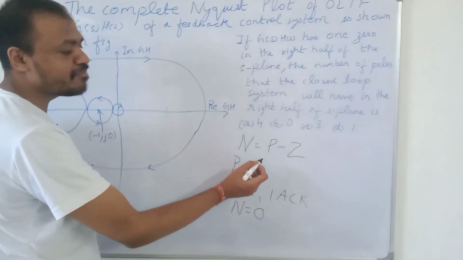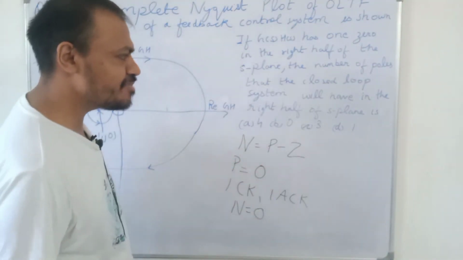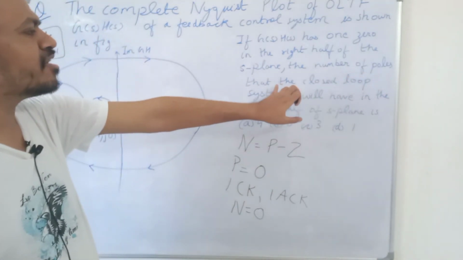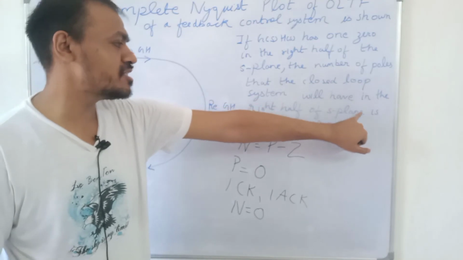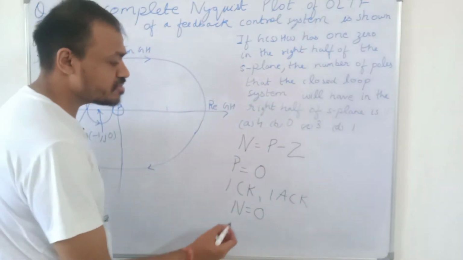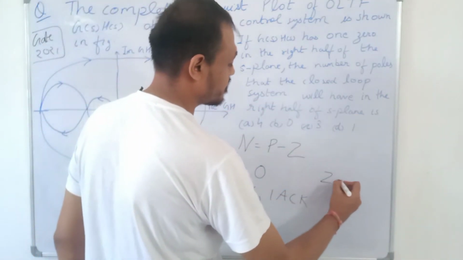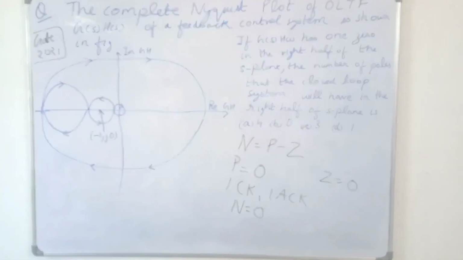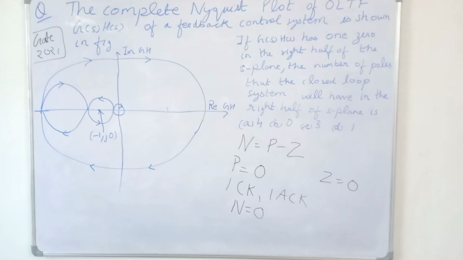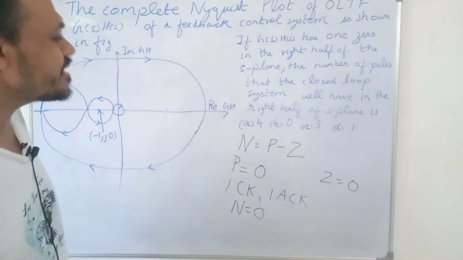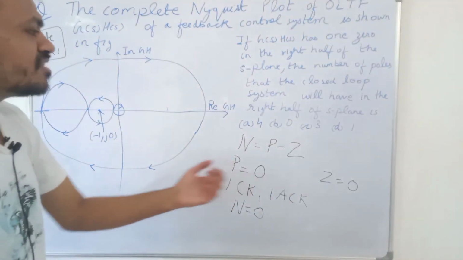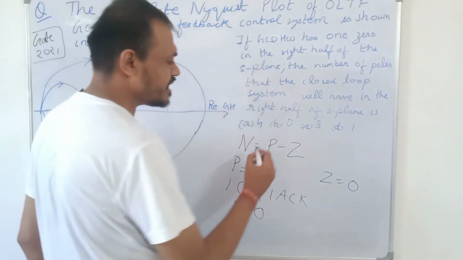Z is the number of poles in the right half of S plane of the closed loop system. This is what we are asked in the question: we have to find the number of poles of the closed loop system in the right half of S plane. P is the number of poles that the open loop system has in the right half of S plane. So P is 0, N is 0, so obviously Z is 0. The correct option is option B.